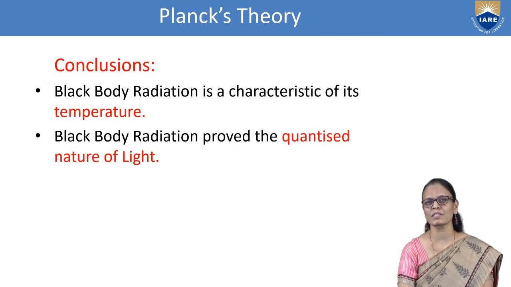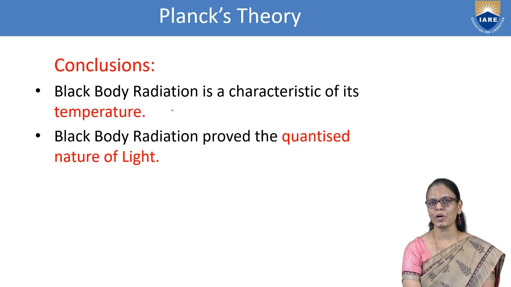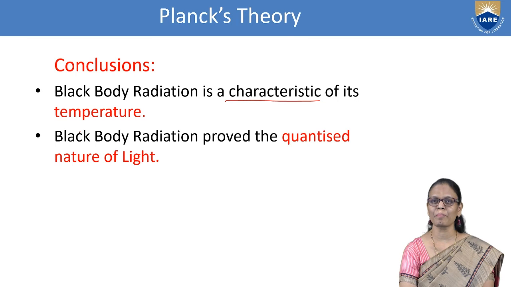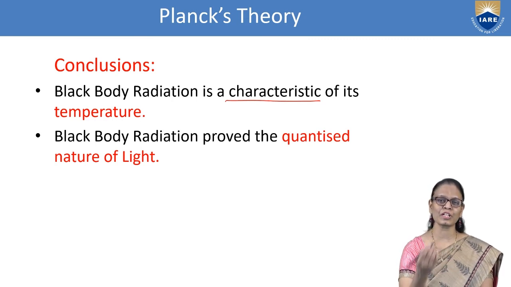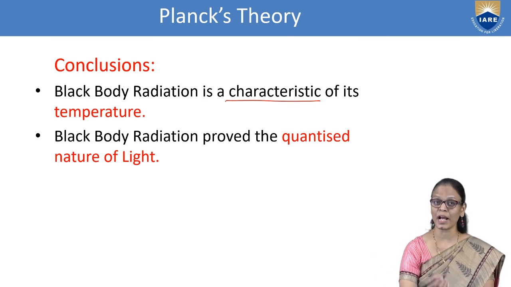Now what are the conclusions given by Planck's theory? Black body radiation is a characteristic of temperature. He said it depends upon the temperature. How does it depend upon the temperature? When the black body is at a higher temperature than the surroundings, it emits radiation. And when it is at a lower temperature or when energy is incident on it, it absorbs the radiation. And always the emission is more than the absorption at higher temperatures. So he said that it is a characteristic of temperature.